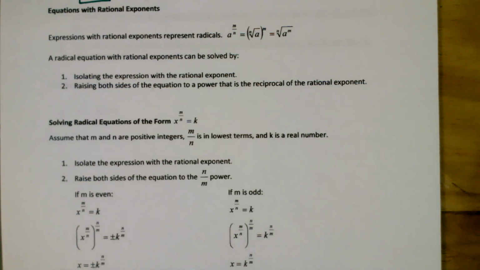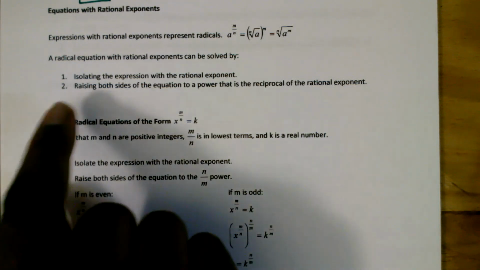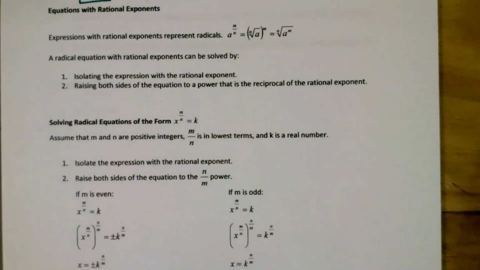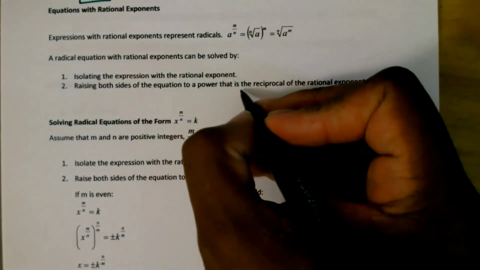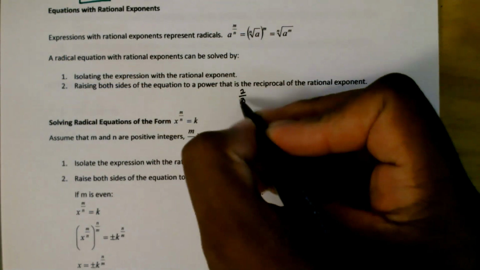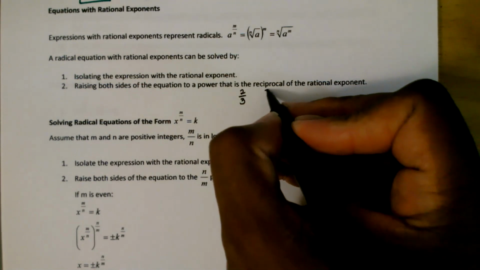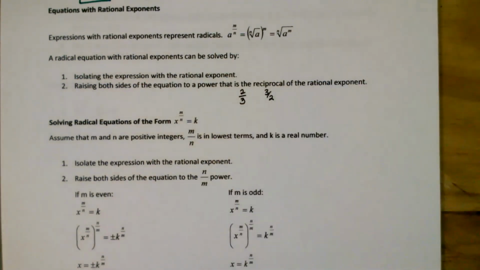Now, a radical equation with rational exponents can be solved by isolating the expression with a rational exponent and raising both sides of the equation to a power that is the reciprocal of the rational exponent. And what I mean by reciprocal: if I have 2/3, you just flip the fraction over, so it'll be 3/2. That's what we mean by the reciprocal.